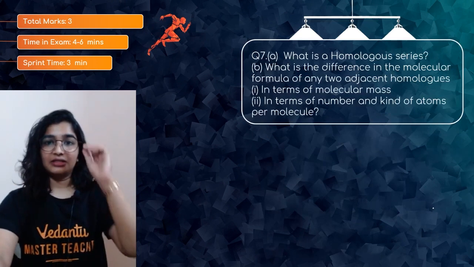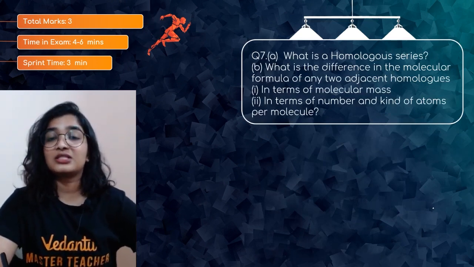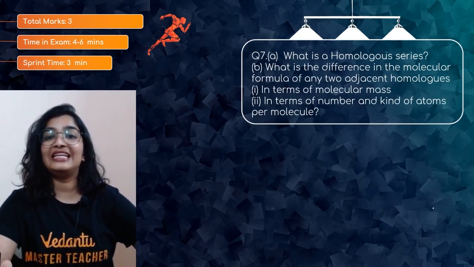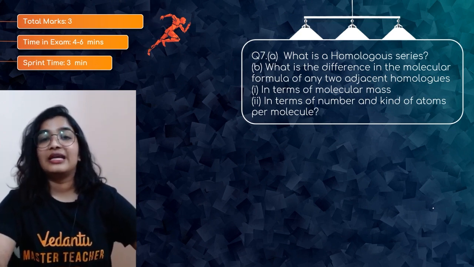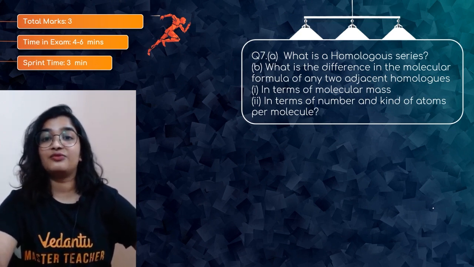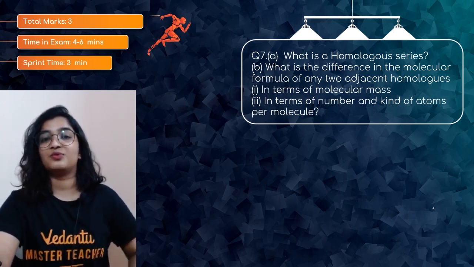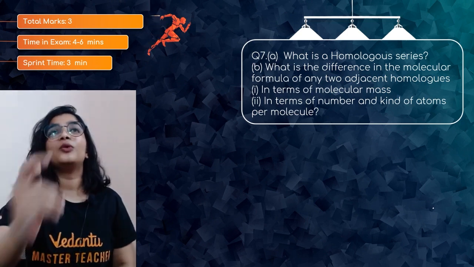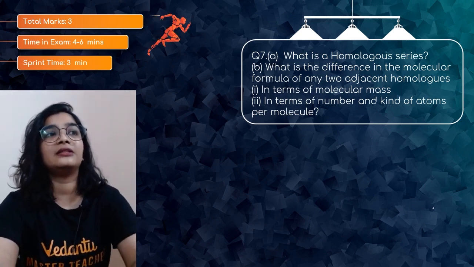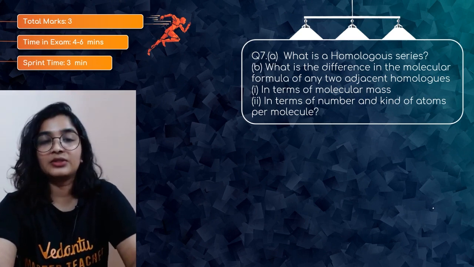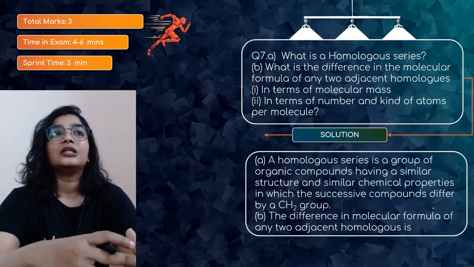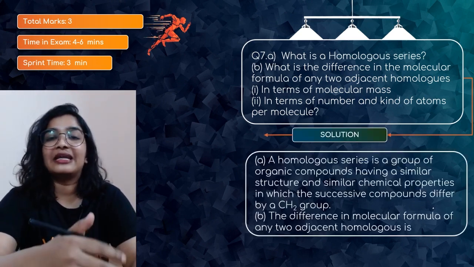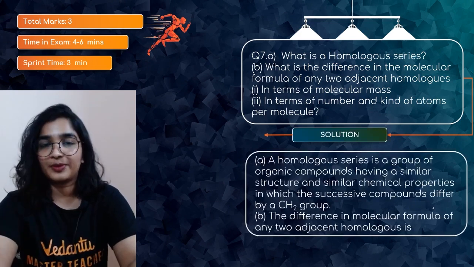So question number 7. What is a homologous series? What is the difference in the molecular formula of any two adjacent homologues in terms of molecular mass, in terms of number and kind of atoms per molecule? So what is a homologous series? It is a group of compounds with similar chemical properties because they have the same functional group.